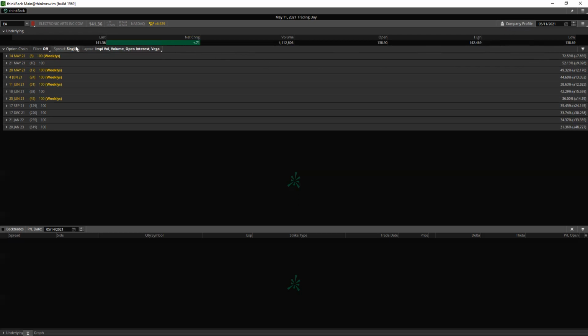So for EA, it had earnings released after markets on the 11th. And what you'll notice is that when I go forwards by one day to the 11th, the implied volatility levels over here are going to change. So notice that all of them dropped. The implied volatility levels dropped after earnings. They were higher before earnings, then they dropped after earnings.